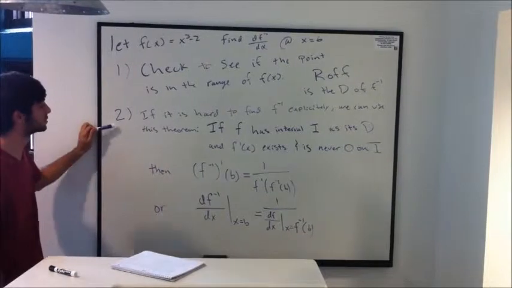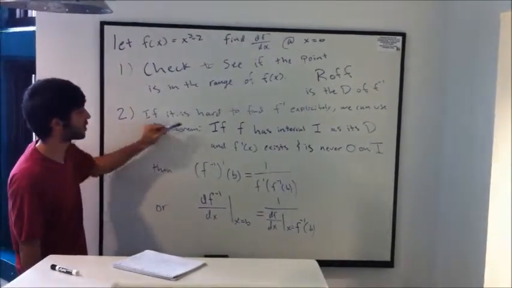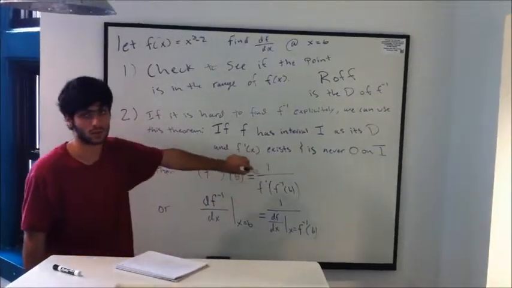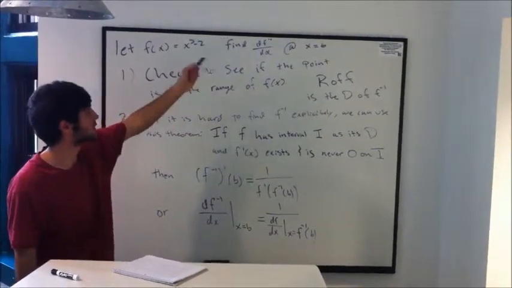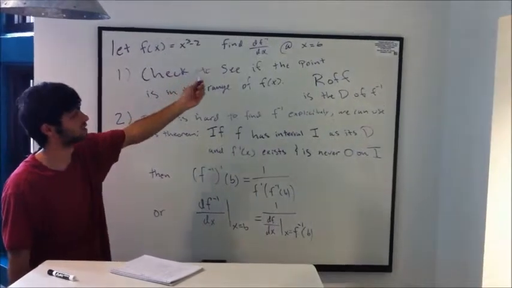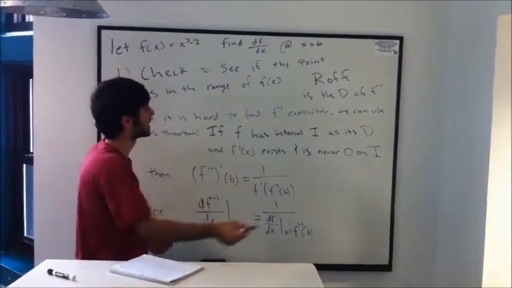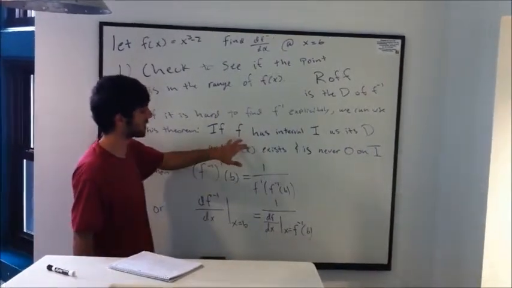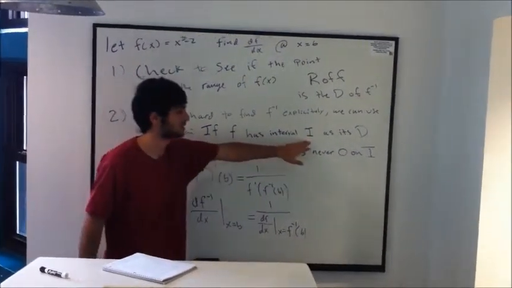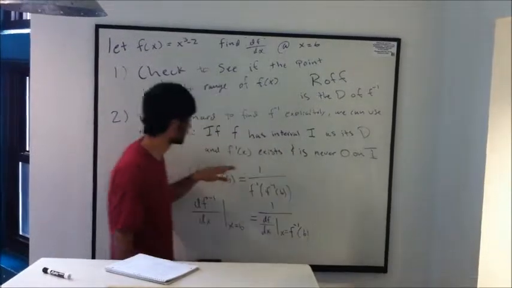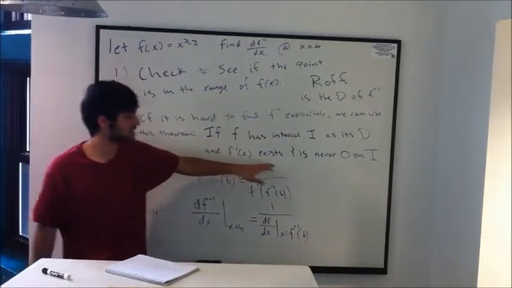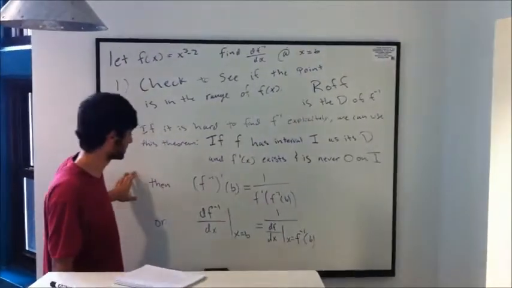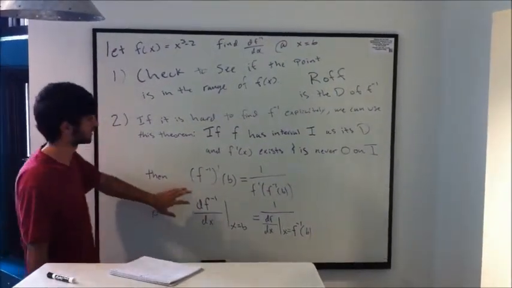The second thing you want to do is, if it's hard to find f inverse explicitly, that's when we use this formula. So if you can just find f inverse, you can go ahead and find f inverse, take the derivative, plug in 6. But if you can't do that, then we can use this theorem. And the theorem says, if f has an interval I as its domain, and f prime of x exists and is never 0 on I, then this. So we'll get to this for a minute.